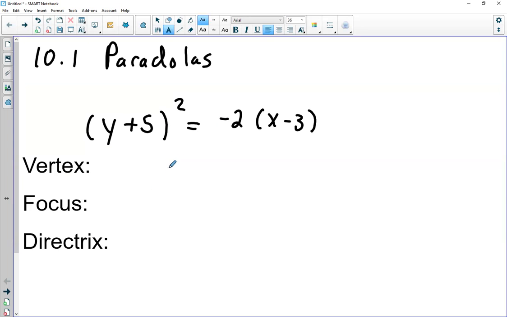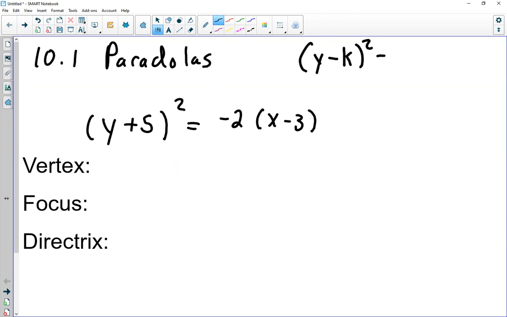Okay. So, remember the generic version? It is y minus k squared equals 4p times x minus h. That's the generic version. So the vertex is 3, -5. When we get the vertex, we have to make sure to flip the signs because it's a negative in the equation. Now in this case, the x is in the single power. Because x is in the single power, that must mean I'm going left and right.